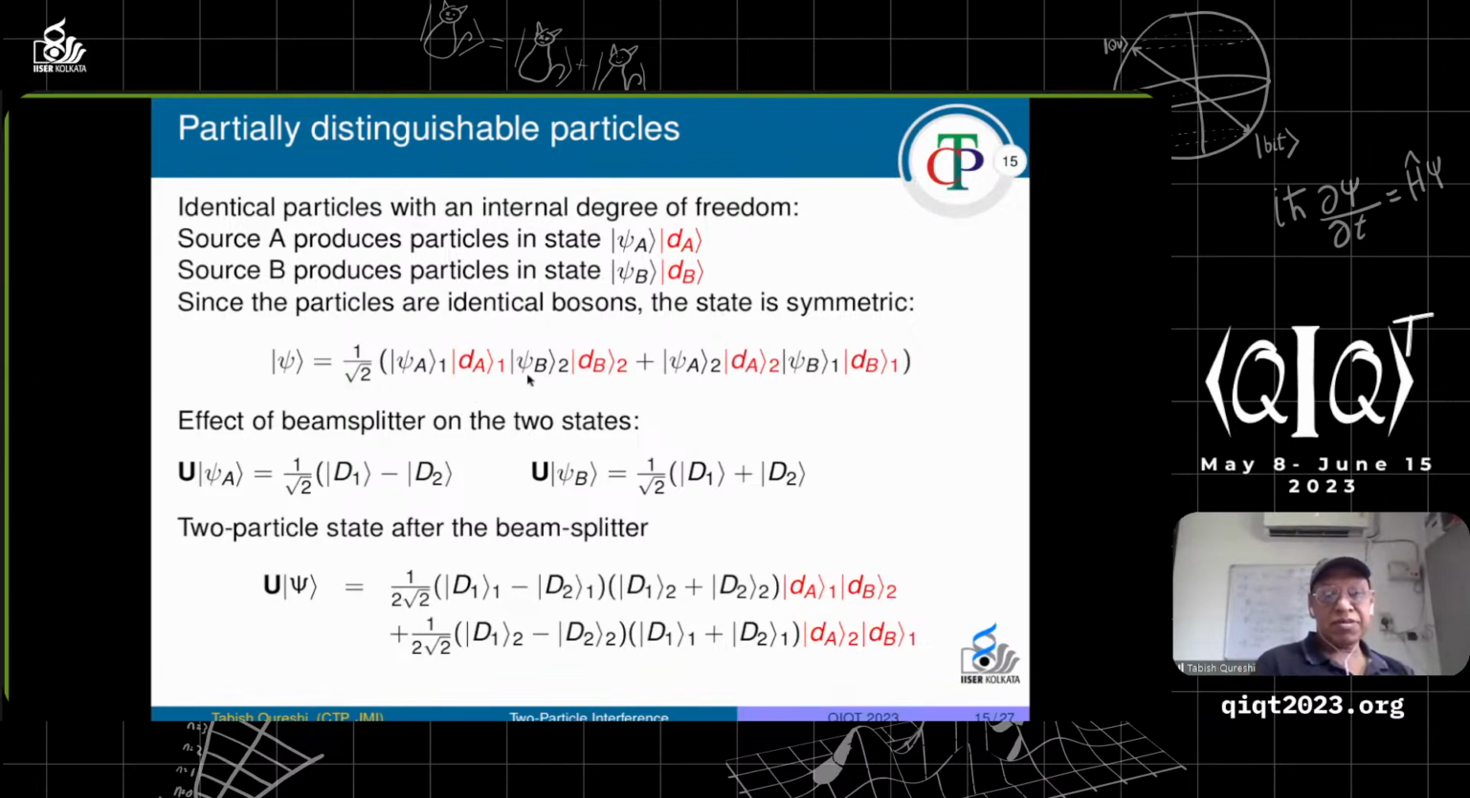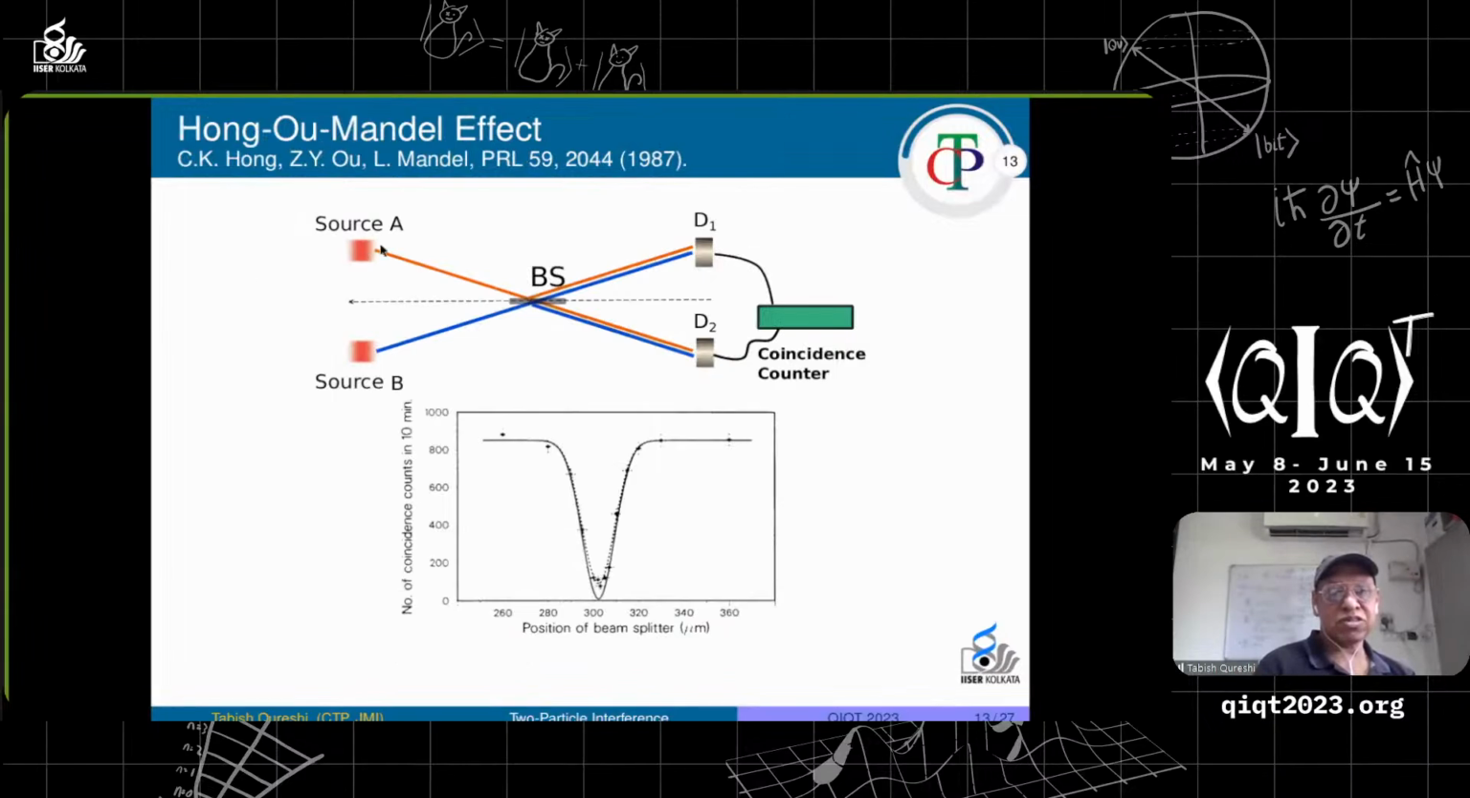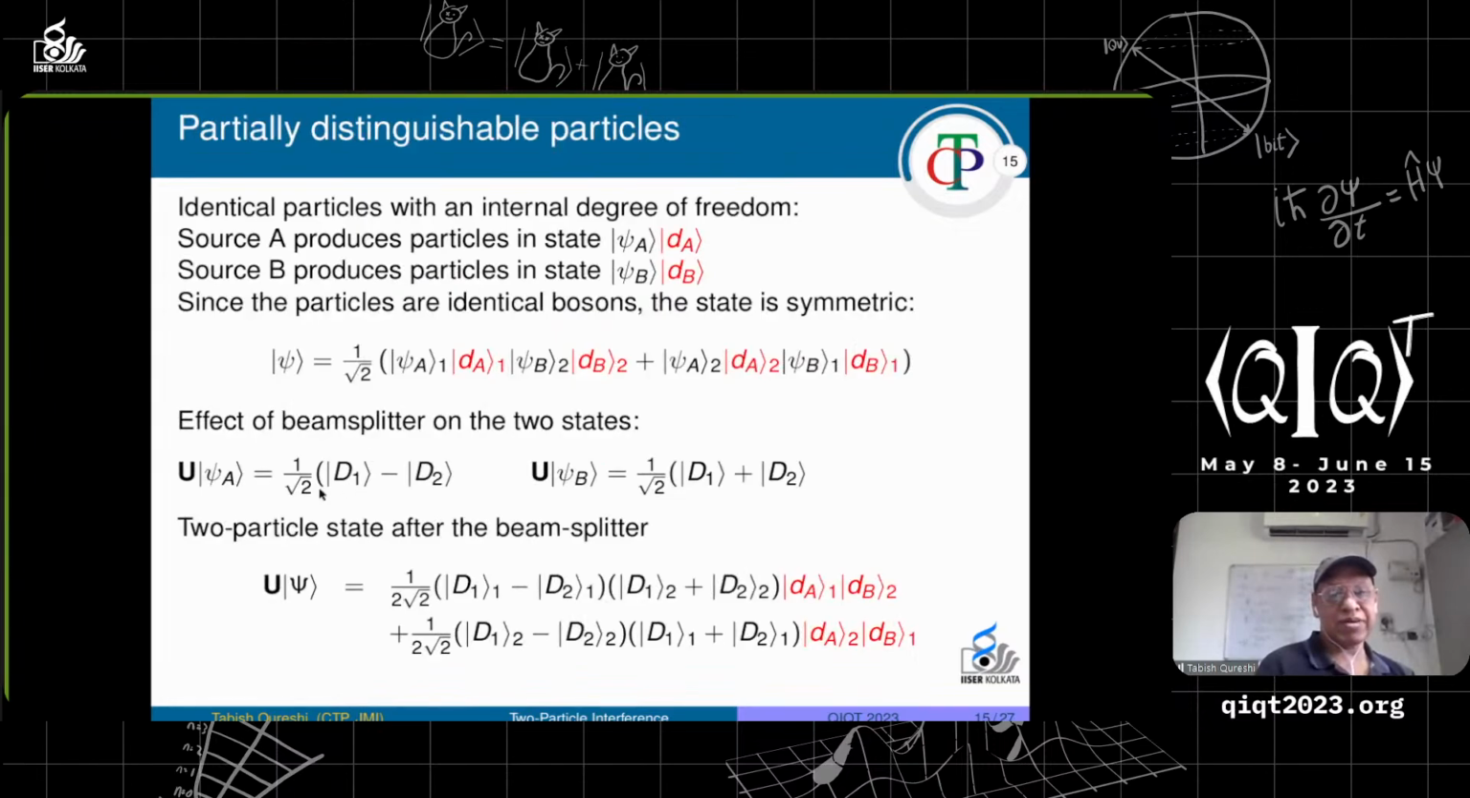So then this symmetric state comes and impinges on the beam splitter. Let us, in the simplest way, find out what will be the effect of the beam splitter. If the particle coming from source A falls on the beam splitter, you know that it will either go here or go here. So before hitting, it will be in a superposition of D1 and D2. These are the states which I am describing as D1 and D2. In the same way, if you have a particle coming from source B, you will have this superposition of D1 and D2.